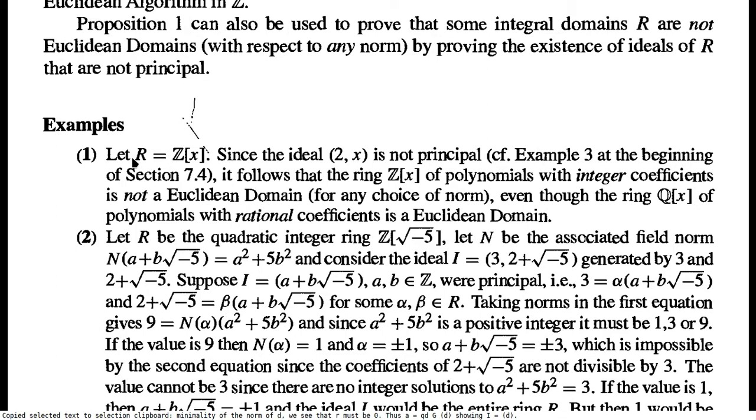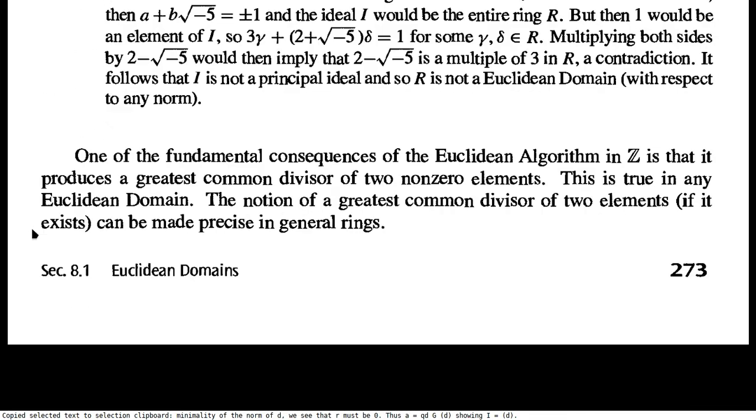That's why, right? So if you can find one ideal that is not principal, the whole ring cannot be a Euclidean domain, because in a Euclidean domain, every ideal is principal. So, that's interesting. Okay, so this Euclidean algorithm that we're getting in Z and in other domains can let us have the GCD, because if you remember, GCD is very closely related to the division algorithm.